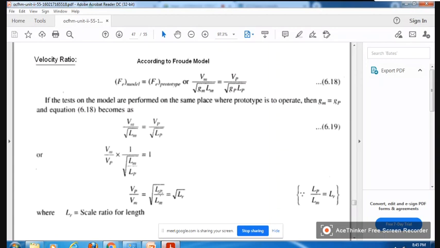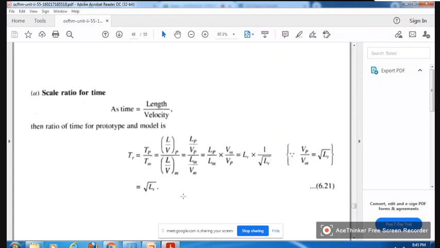So what is Lp by Lm? The length of the prototype by the length of the model is equal to the breadth of the prototype by the breadth of the model, is equal to the depth of the prototype by the depth of the model, is equal to LR, the scale ratio for length. So this is the square root of LR. Means the velocity ratio of prototype to model is equal to the square root of the scale ratio for length.